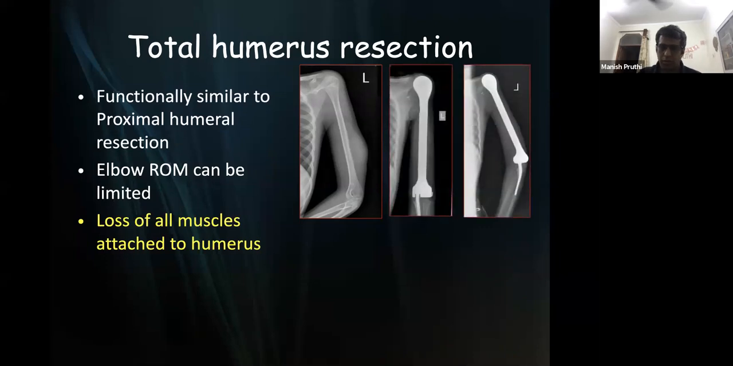So this is how you can reconstruct with the total humerus prosthesis with the stem going into the ulna, which is a cemented stem. So the patient can start in-bed elbow ROM from day one as in the proximal humerus resection. But yes, he has to be in a sling for 6 weeks because we need the shoulder to get fibrous and it gives us stability at the shoulder level.